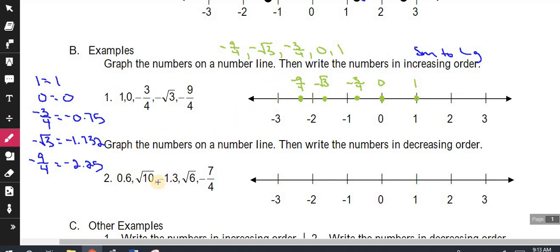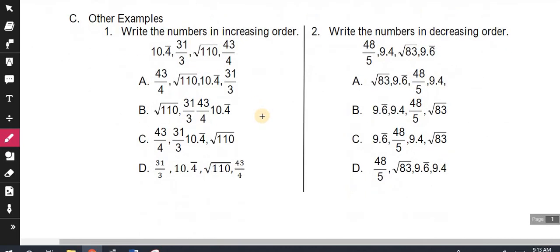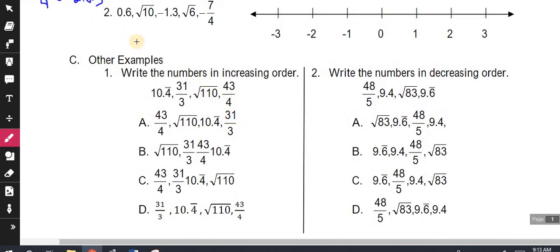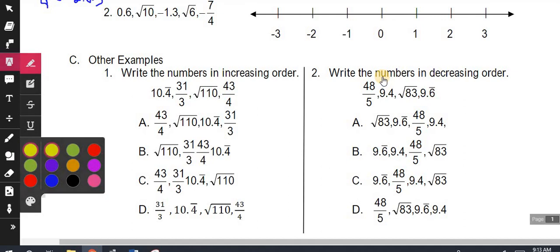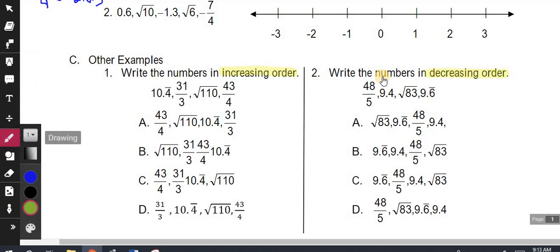Okay, so you're going to end up doing number 2 yourselves. So next we're going to take a look at our last examples here. We need to make sure that we read our instructions, where the first one says to write the numbers in increasing order, whereas the second one says to write the numbers in decreasing order. So we want to make sure we pay attention to those words, because increasing order means small to big, whereas decreasing order is big to small.